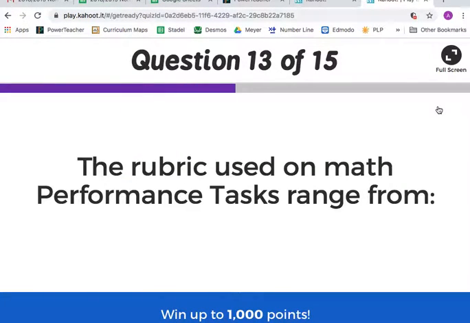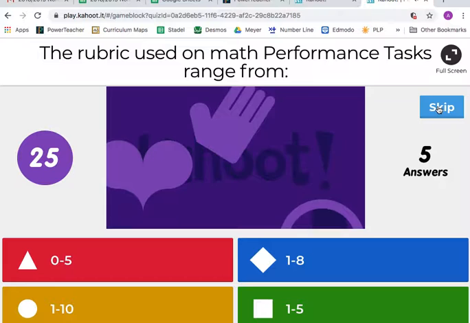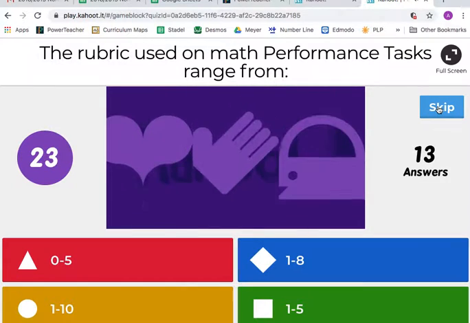The rubric used on the final assessment for a unit ranges from what? 0 through 5, 1 through 8, 1 through 10, 1 through 5.